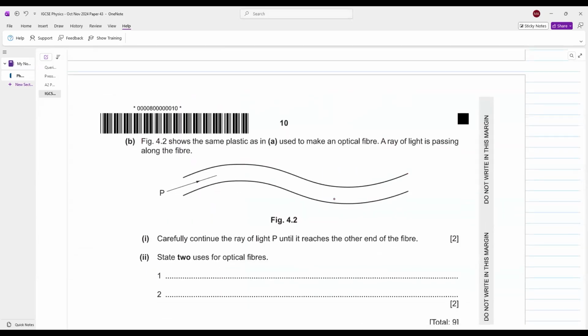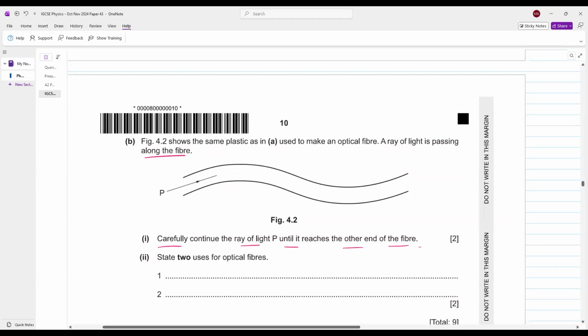Figure 4.2 shows the same plastic as an A used to make an optical fiber. A ray of light is passing through the optical fiber. Carefully continue the ray of light until it reaches the other end of the optical fiber. So what will we do? We have to carefully complete this ray until it reaches the end of the fiber.